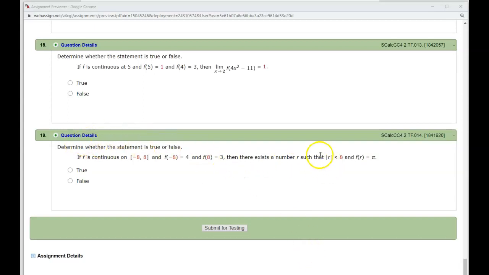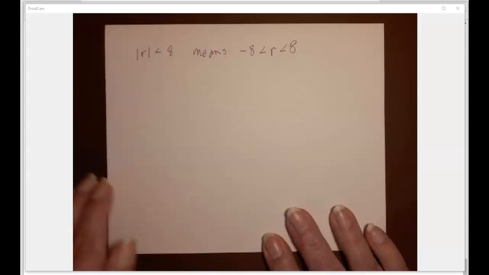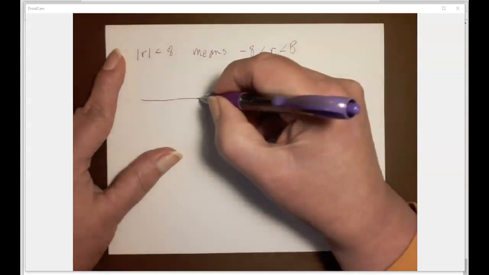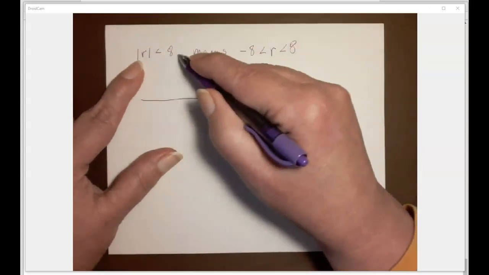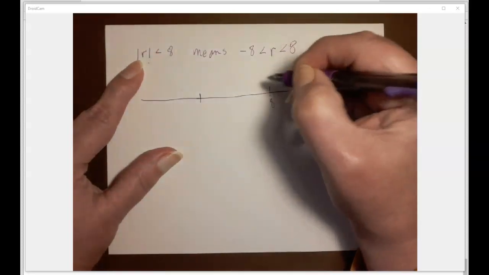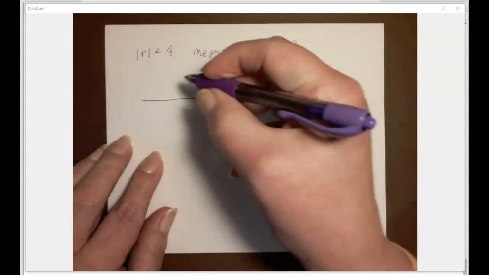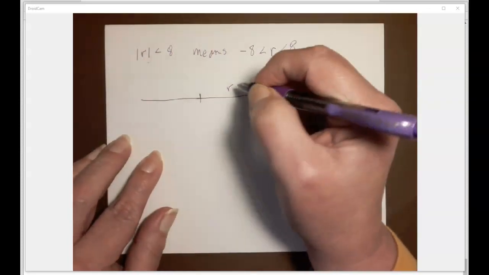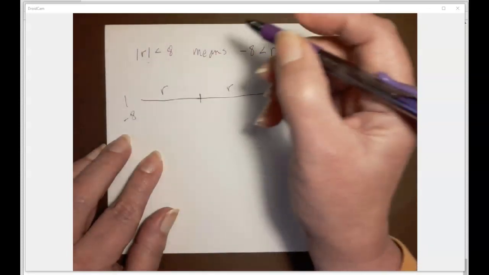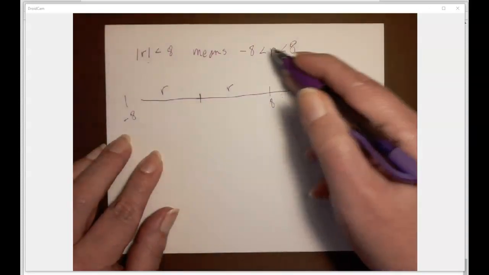On number 19, they use the absolute value of r is less than 8. And that actually means -8 is less than r is less than 8. One interpretation of the absolute value is the distance between 0 and the number here. So the absolute value of r would be the distance. So one of the r's could be this way, but it also could be this way, -8. So r could be anything from -8 to 8, which is how we get that.